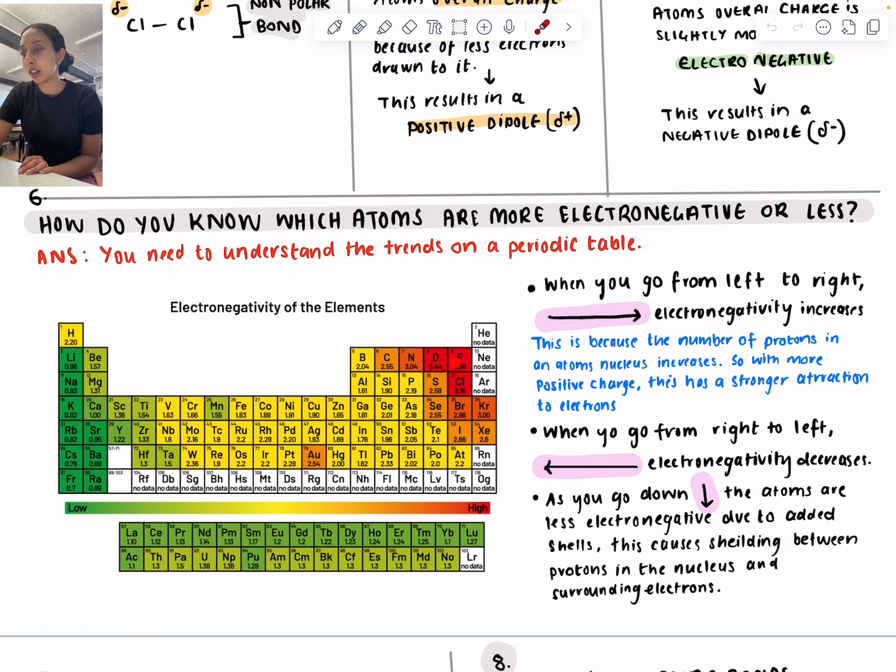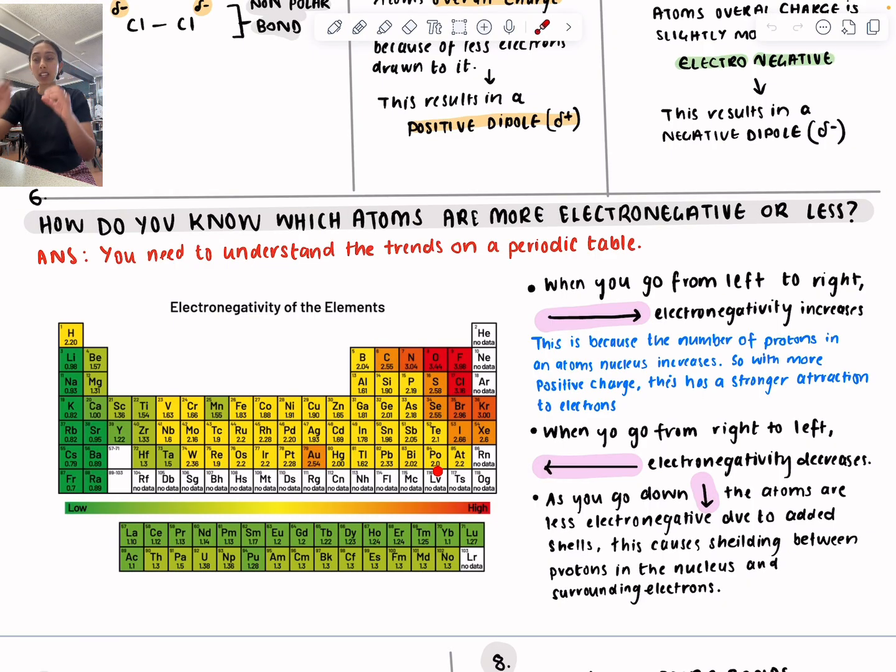And so you might be wondering, why then are most of the electronegative atoms found up in this top corner and not at this bottom, when these are the atoms that have more protons? Well, I've covered that in the last bullet point here. As you go down, the atoms are less electronegative, and the reason why is because as you go down, you not only have more protons packed into the nucleus, but you have more electrons which are found in shells, okay?